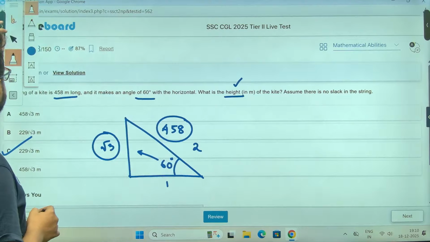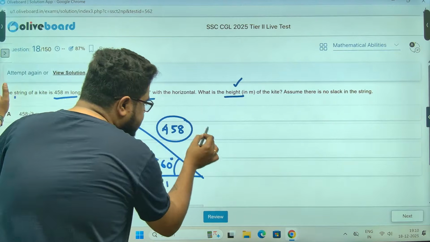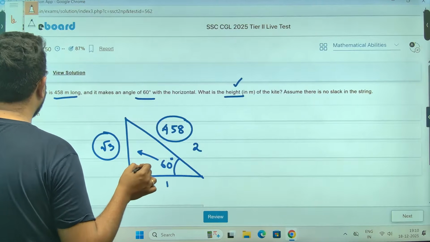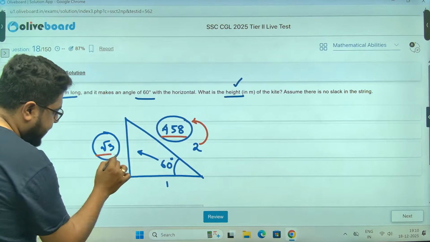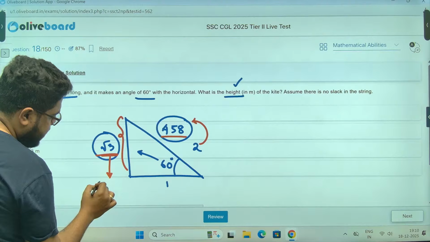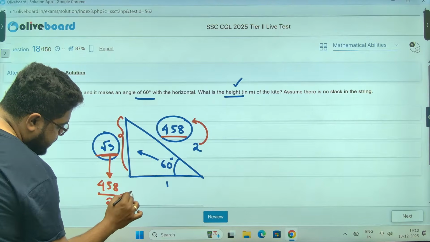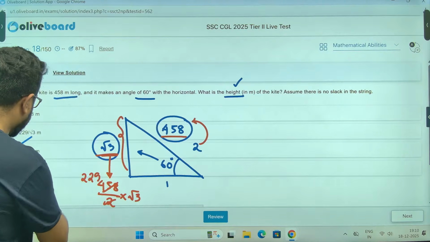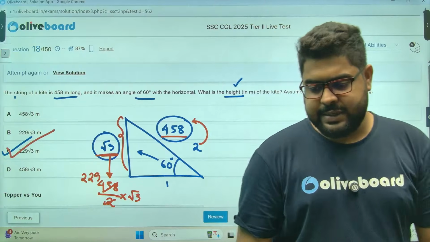Please understand, in simpler terms, 2 units is equal to this much. What is the value of root 3 units, the height? Sir, it will be 458 by 2. This is 1 unit. Root 3 units is root 3, so this is 229 into root 3, which is option number C.